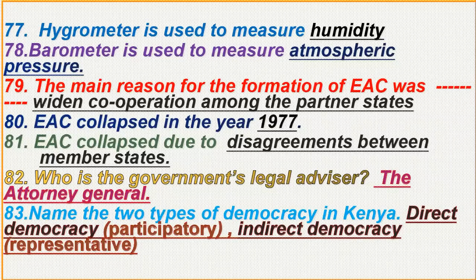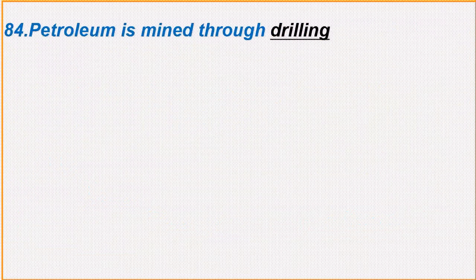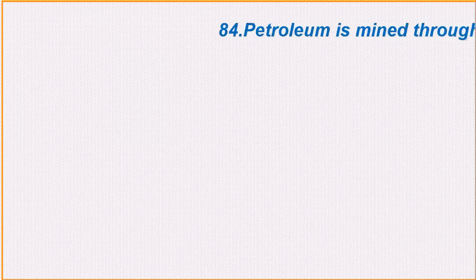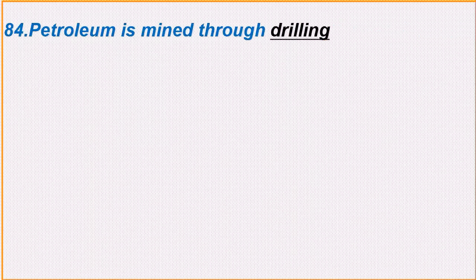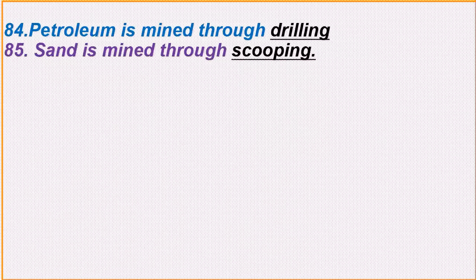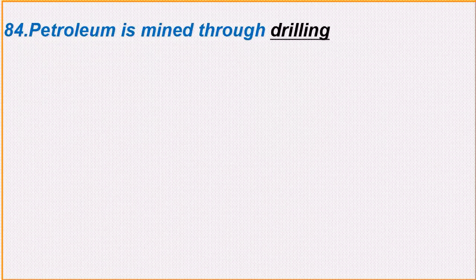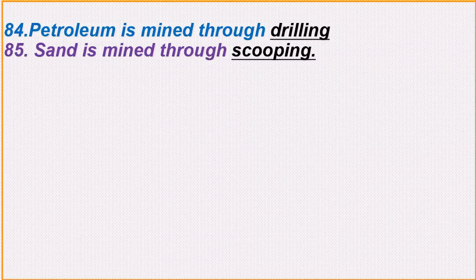Thank you. Number 84. Petroleum is mined through the drilling method. Number 85. Sand is mined through the scooping method. Sand is scooped because it appears at the top of the surface of the earth.